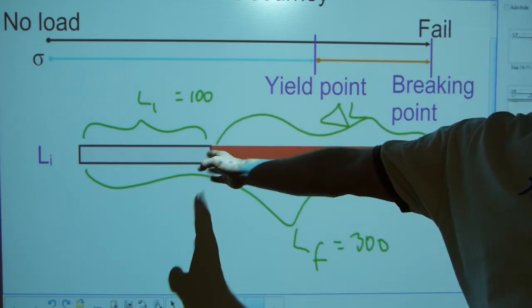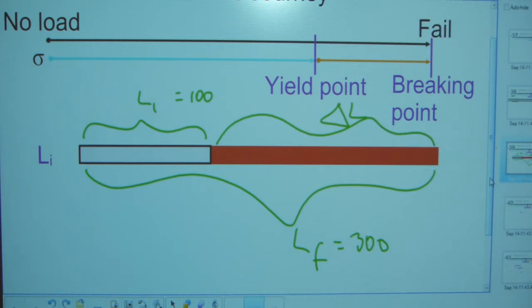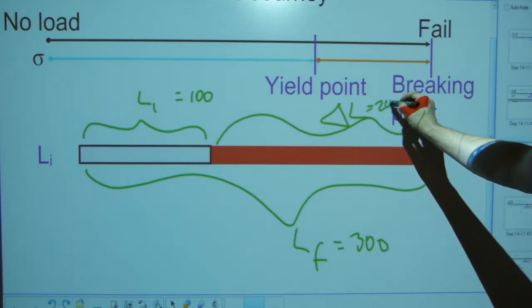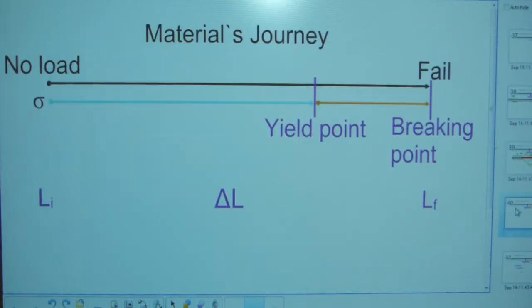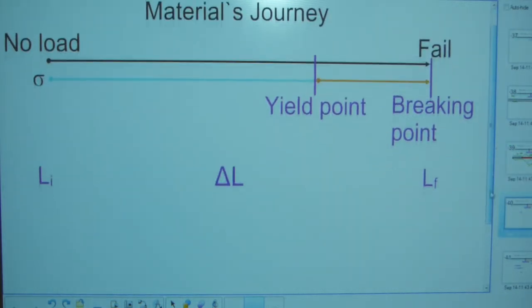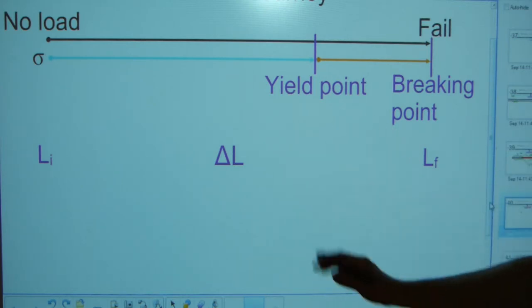Alright, I hope this makes sense. If it started at 100, it got stretched out into 300, then it elongated 200. This delta L equals 200, I hope makes sense. It's fairly straightforward. How it looks like in a textbook is, this is how the same symbols look like in neat print.